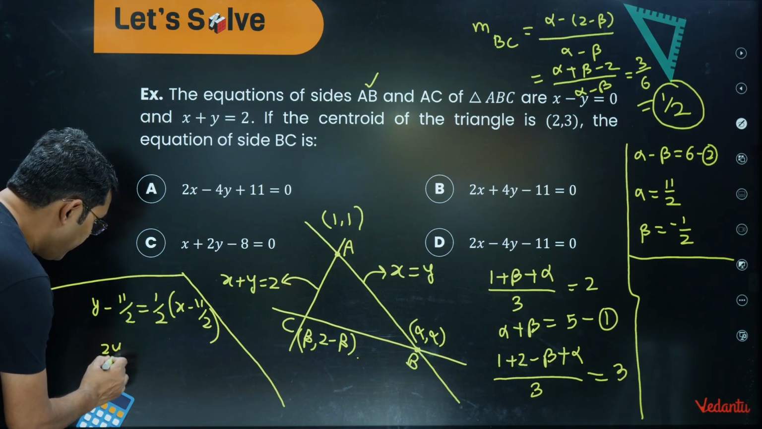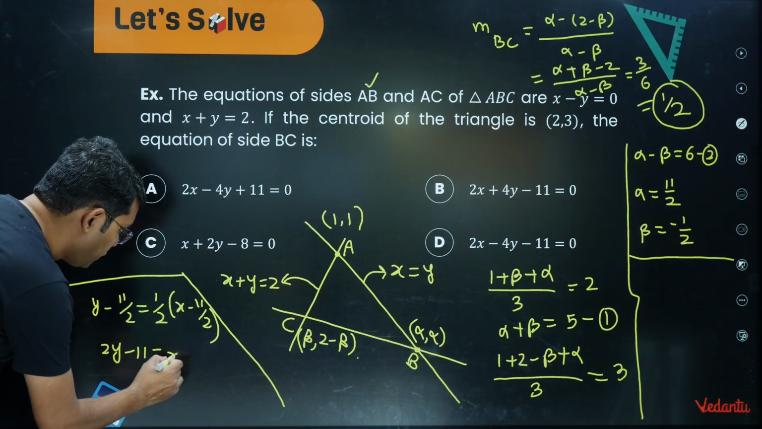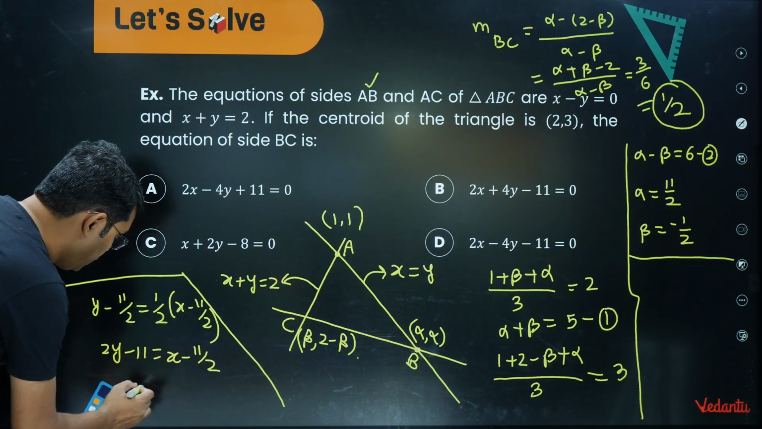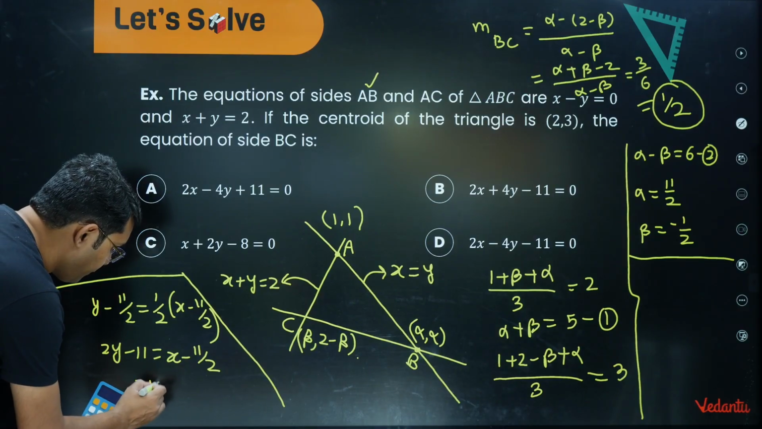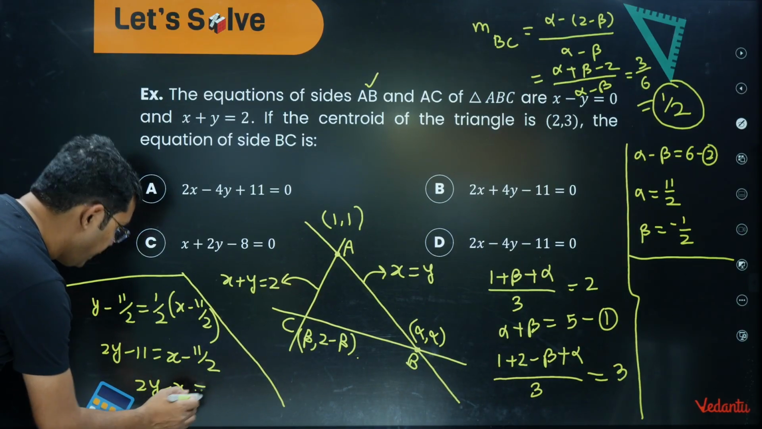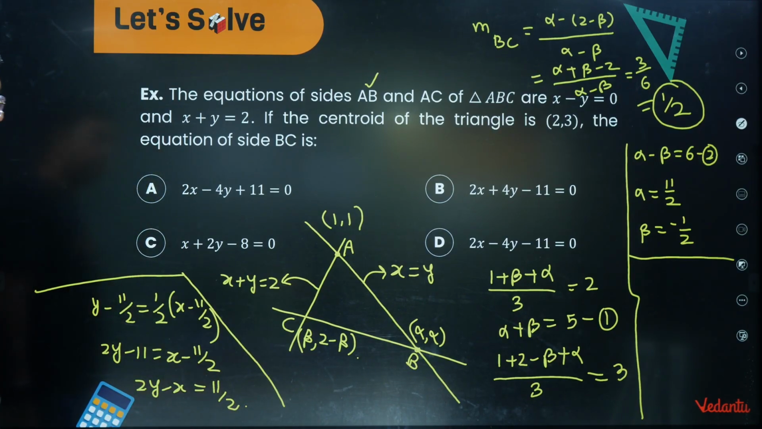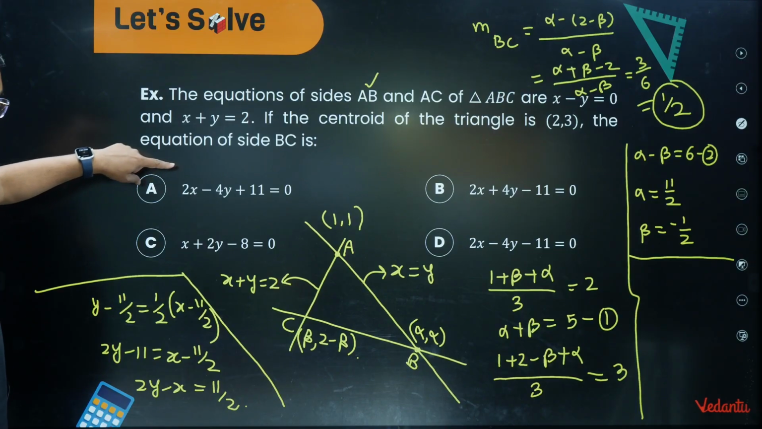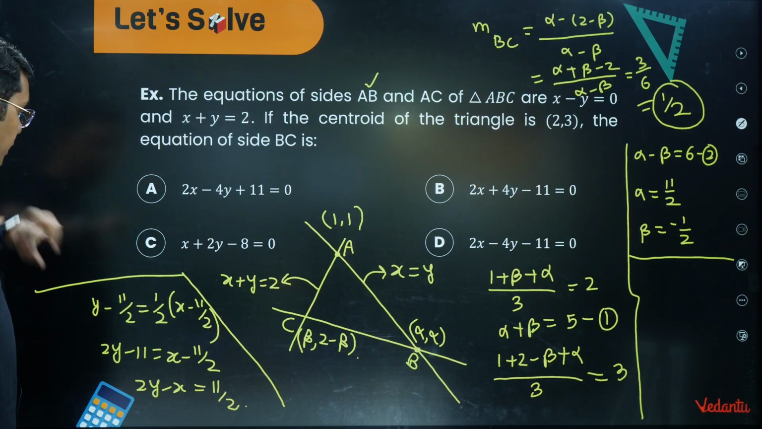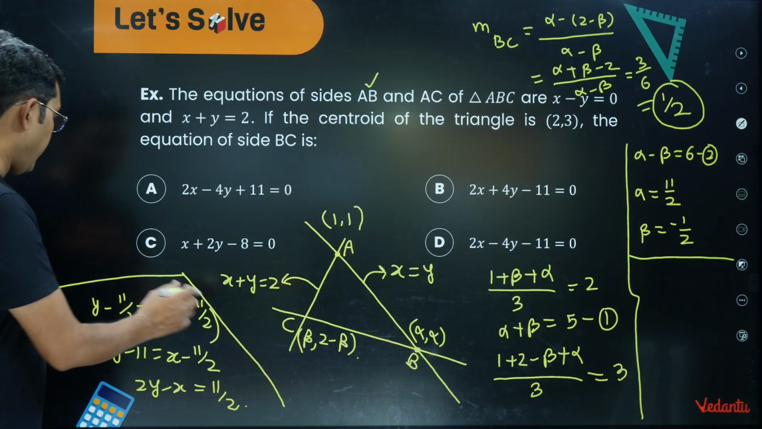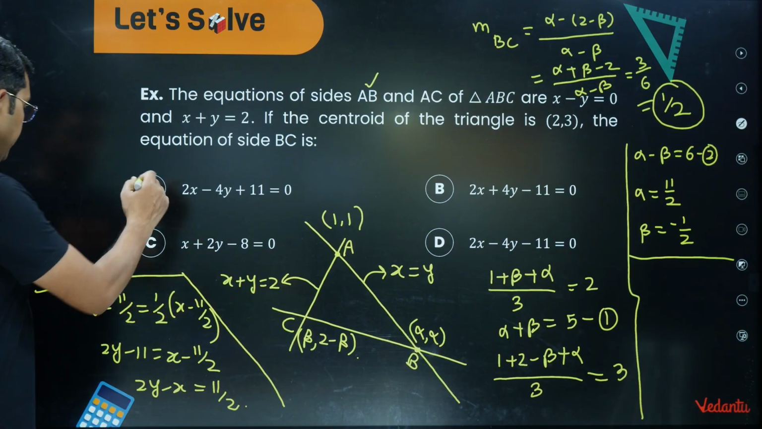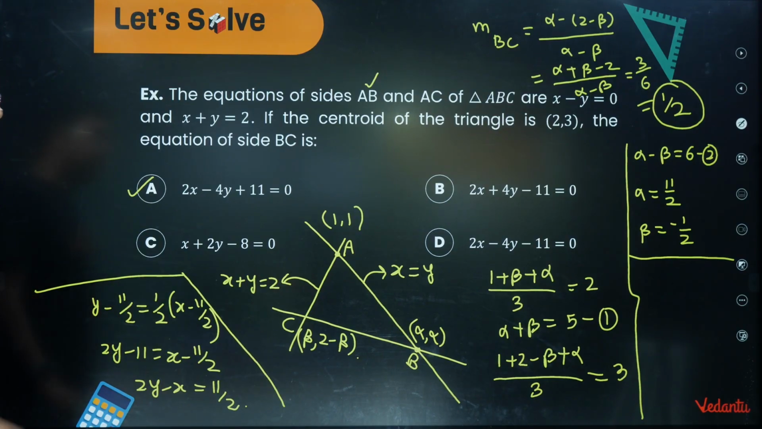So 2y minus 11 is equal to x minus 11 by 2. So this becomes 2y minus x, and that is equal to 11 by 2. So just check which option is matching. 2x minus 4y plus 11. I think that seems correct. 2x minus 4y plus 11. After simplification, this will be the correct answer.